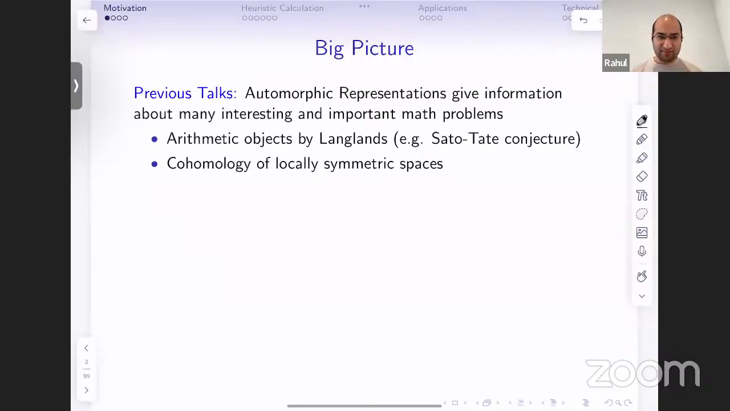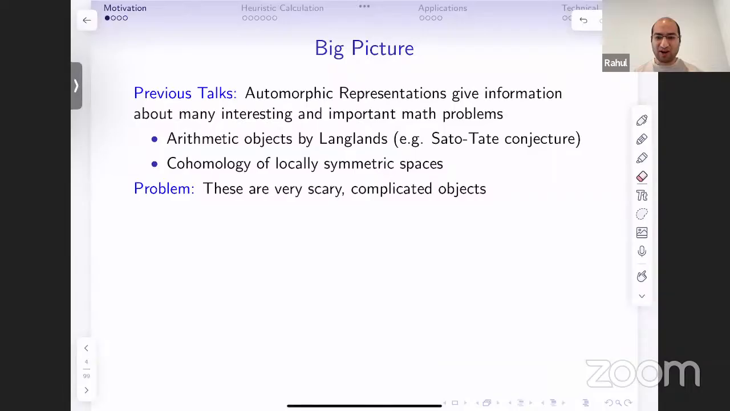Previously, you were introduced to this thing called an automorphic representation, and we heard a lot of justifications for why they're interesting, all these important math problems that they help us solve. For example, through the Langlands conjectures, they tell us a lot about arithmetic objects. We talked about the Sato-Tate conjecture and how that links to automorphic representations. They also give us a lot of information about the cohomology of locally symmetric spaces. There are a bunch of other things, but these are the two that we've seen, and hopefully this is enough justification why these are things that we should care about.